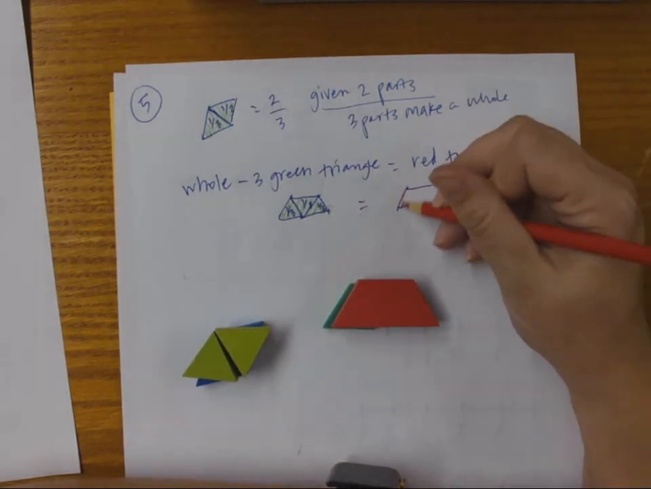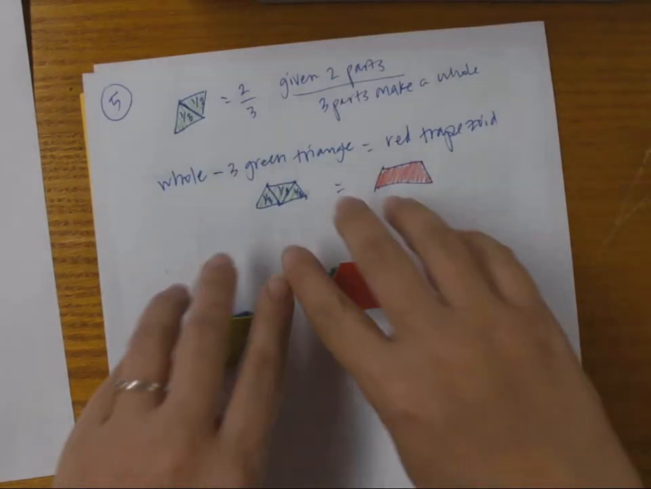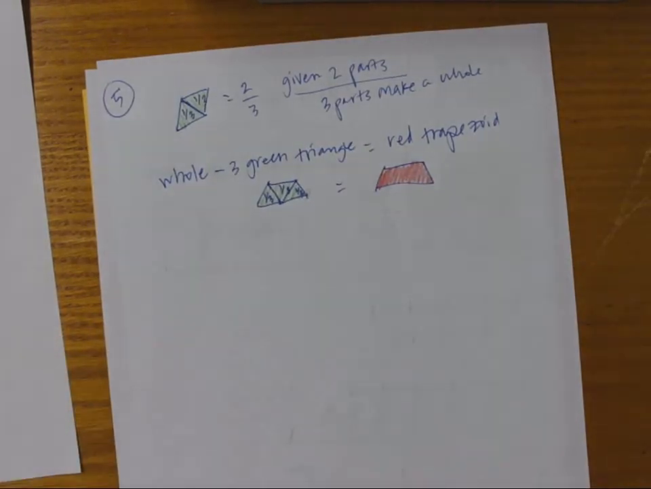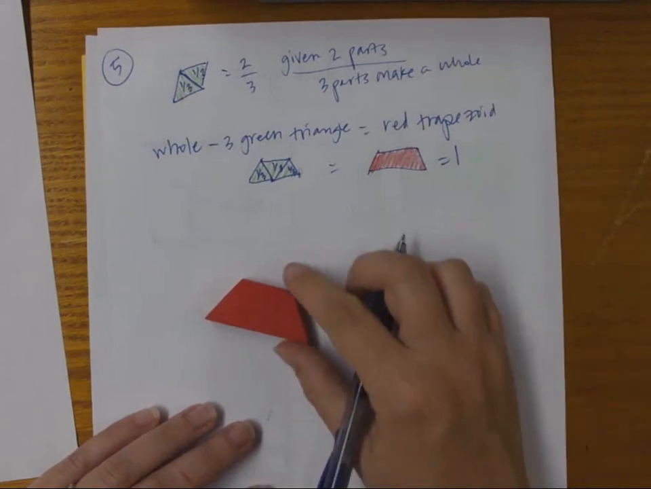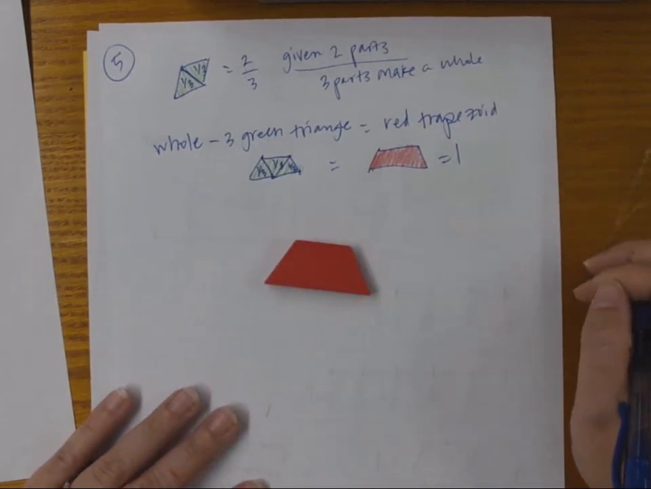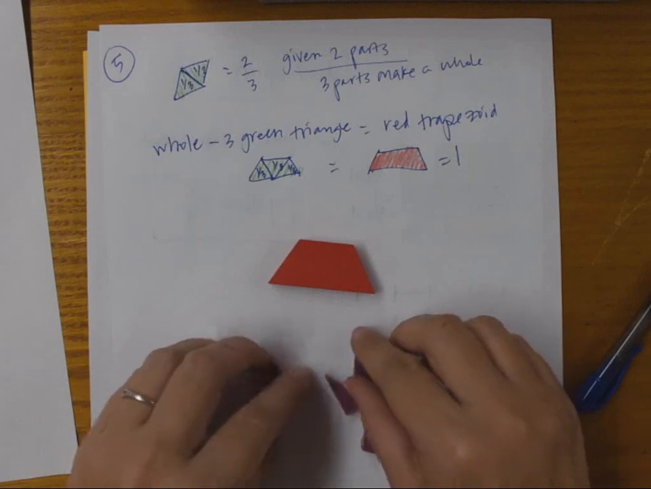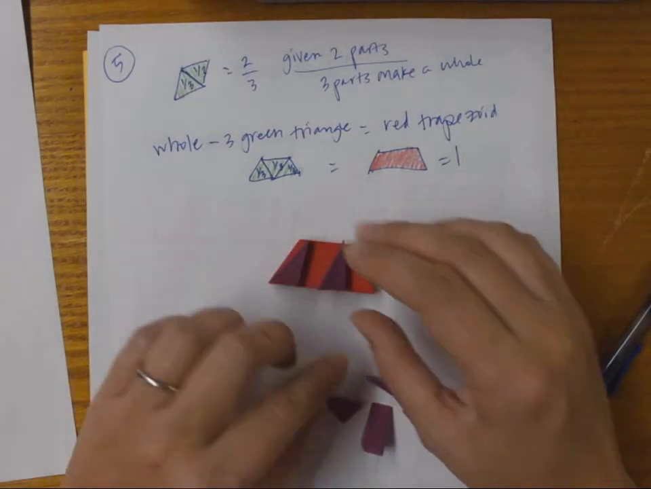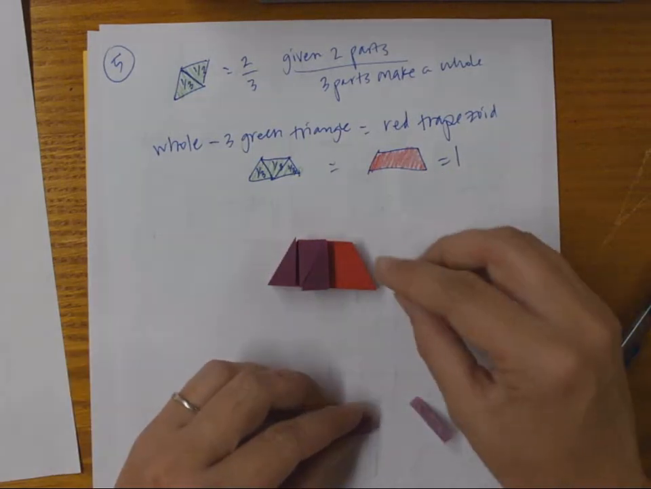Let me color that in red. So now I'm looking for what is 5/6 of this. If this is the whole, what is 5/6? Well, you would need to figure out what shape splits that into 6 pieces, and it is the purple triangle, because when you put them on here, it takes 6 to cover that area.